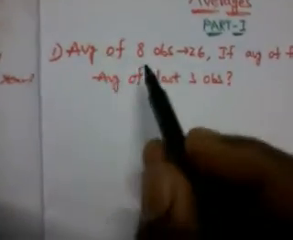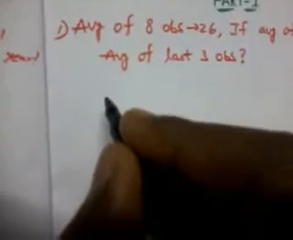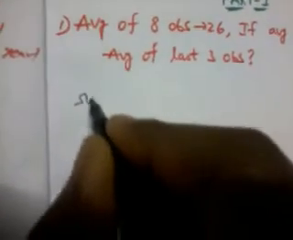In the same process, from the given problem, we have the average of 8 observations. First convert it into the sum of observations. Sum of 8 observations is equal to average into number of observations. The average is 26, and the number of observations is 8. So 26 into 8: 8 sixes are 48, 8 twos are 16, and 4 carried makes 20, so 208.